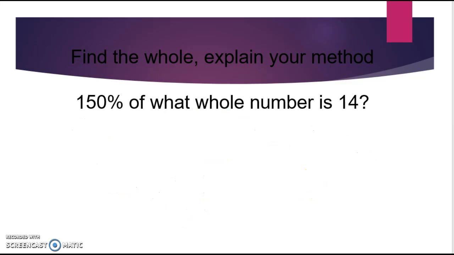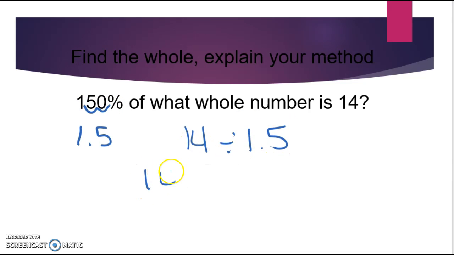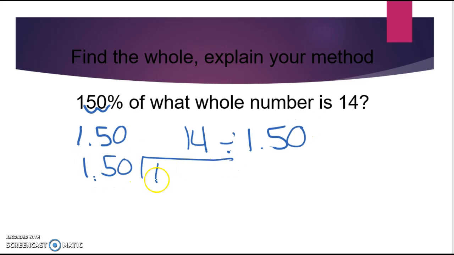For the next one, I'm doing the same thing. 150%, move the decimal 2 over. I now have 1.5, and I have 14, so I'm doing 14 divided by 1.5. 14 goes inside the house, 1.5 goes on the outside. Actually, sorry, let's hold on a second for that one. This would actually be 1.50. So I have 1.50 on the outside, and on the inside I have my 14.